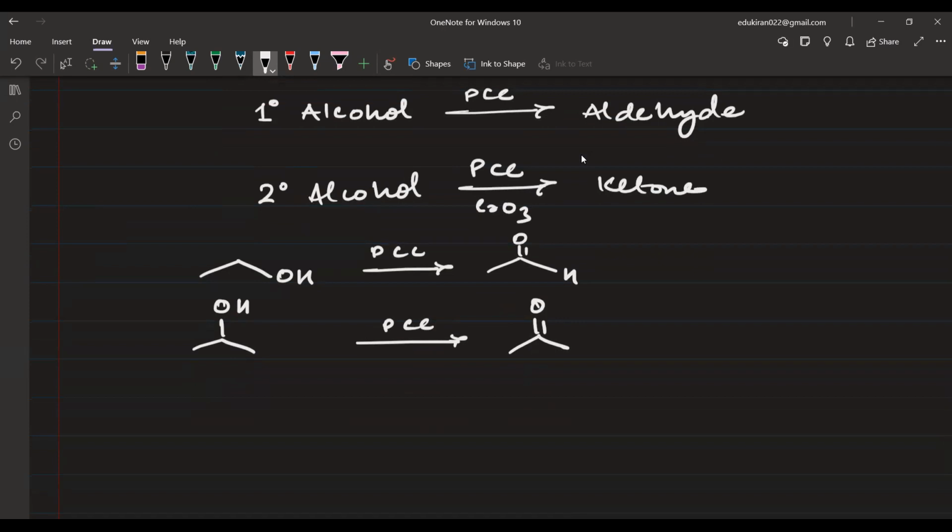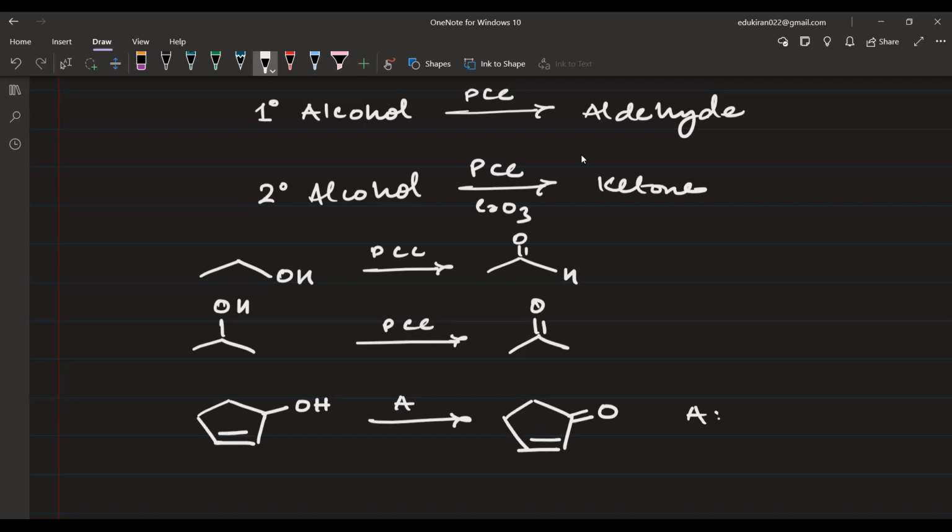Also, if you are going to use PCC, that is not going to disturb your double bonds. So that is also very important. Whenever you see a double bond and alcohol and they're asking you to oxidize it to get a ketone, for example, they are asking what is the reagent A. In this case, the double bond is not disturbed, but the alcohol is getting converted to ketone. So this A is going to be PCC.